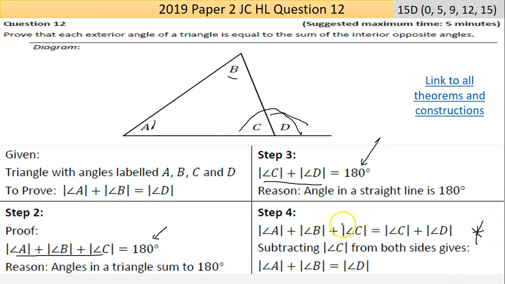Now, if you see there, that's kind of the equation. So something's common to both sides, and they can cancel. You're left with the statement that angle A plus angle B is equal to angle D.